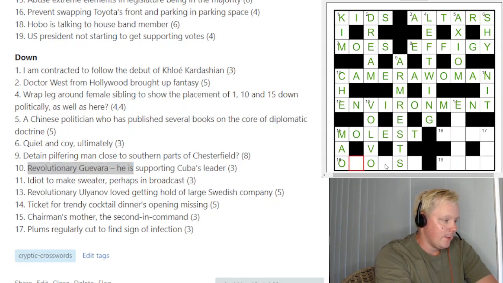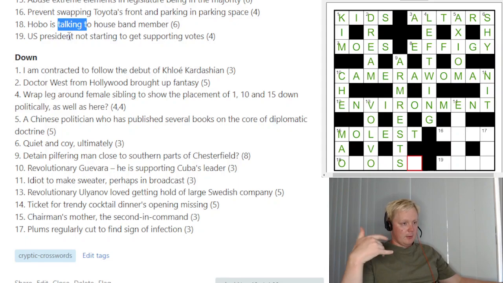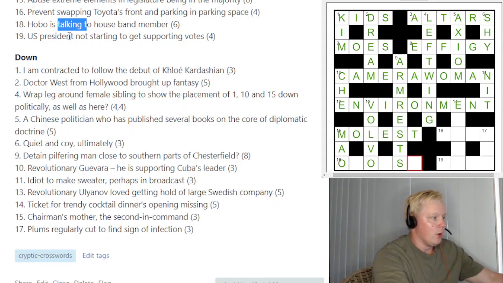Let's look at this 18 across. So we have all the letters we're going to get for that one. Hobo is talking to house band member. Now talking can mean homophone, like referring to hearing something transmitted by talking.